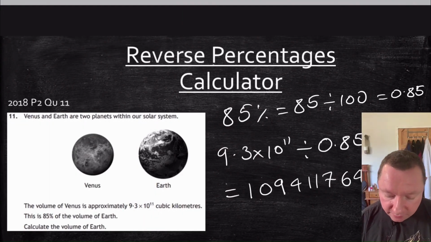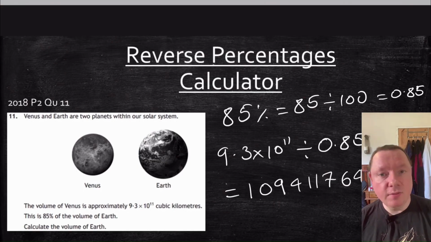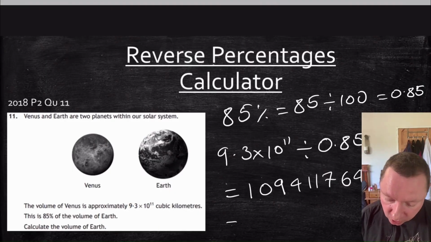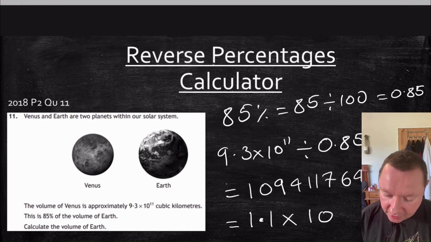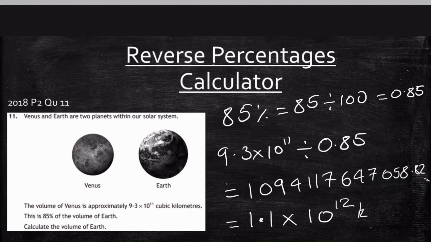Now, it doesn't ask us to round it or anything like that, but it's not a very reasonable number. So I will, just for the sake of this, round this to the same degree of accuracy as the question, so 2 significant figures. So that gives me 1.1 times 10 to the power of, well, all the numbers after the first one, 1, 2, 3, 4, 5, 6, 7, 8, 9, 10, 11, 12 up to the decimal place, to the power of 12, and it's cubic kilometres, so kilometres cubed.